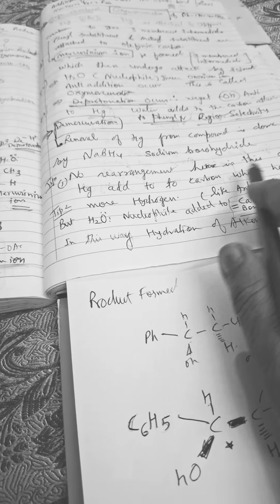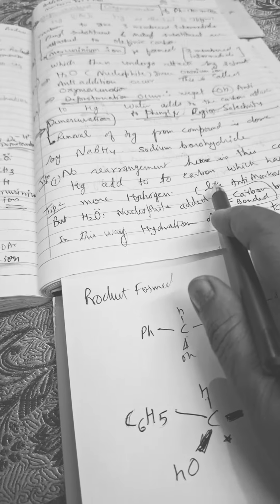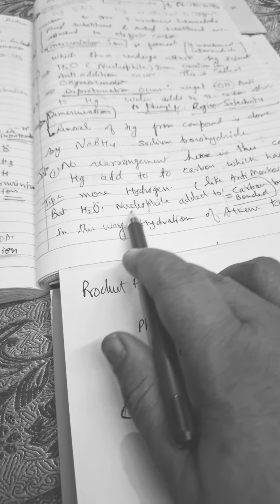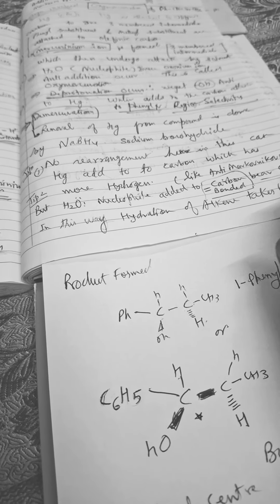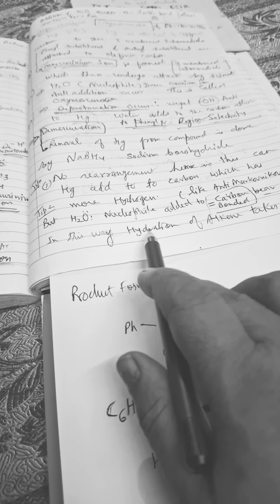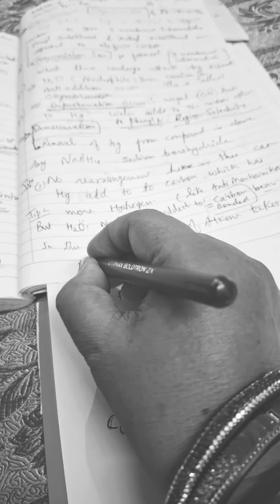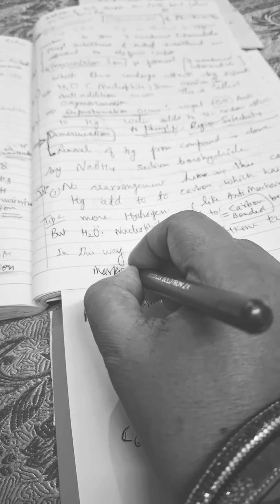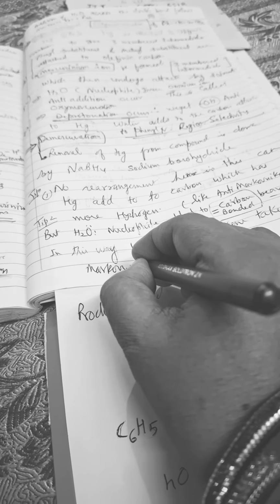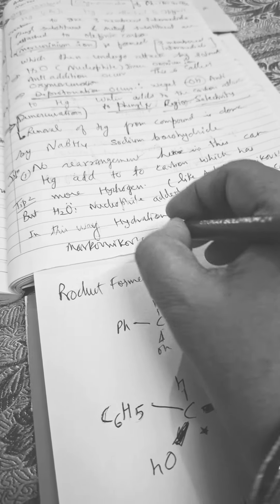Hg adds to the carbon which has more hydrogens, like anti-Markovnikov. But the water nucleophile adds to the carbon bearing the C6H5 group, and in this way hydration of the alkene takes place by Markovnikov addition. Okay, Markovnikov's rule. So you write down the spelling.